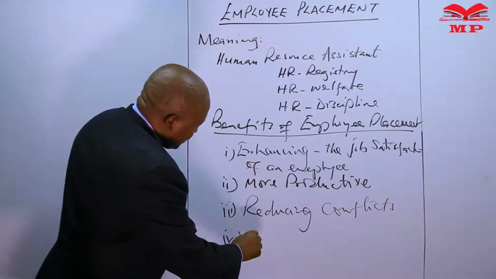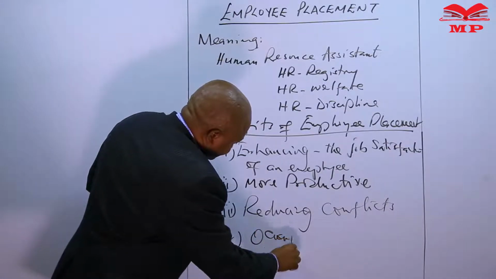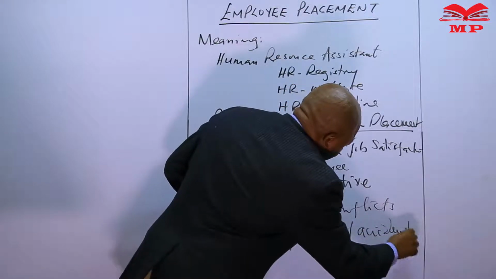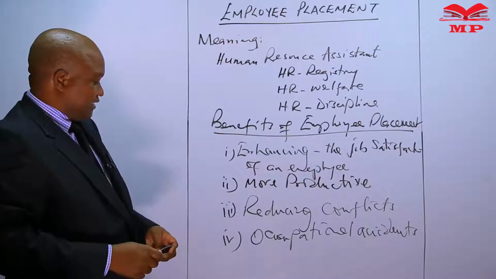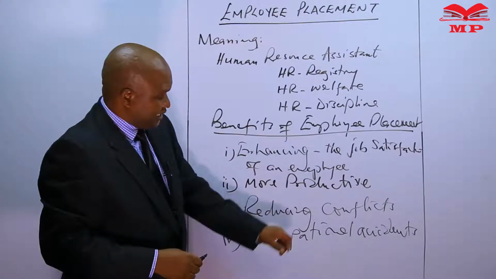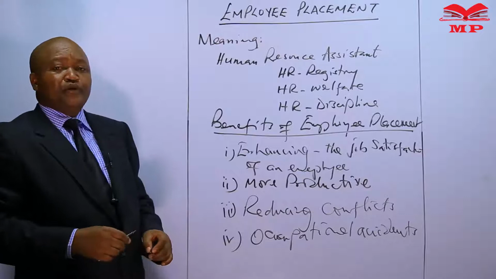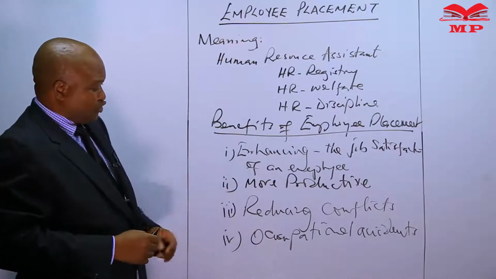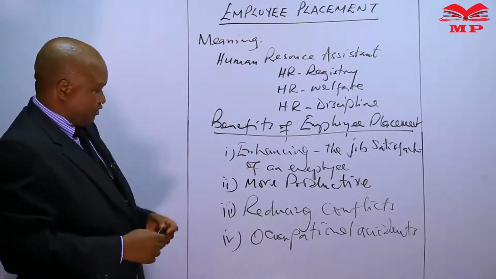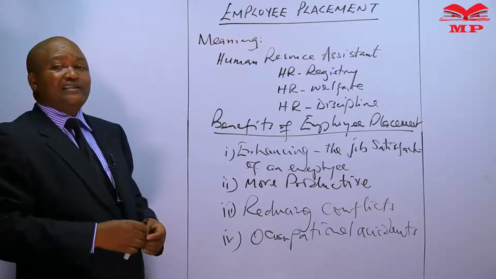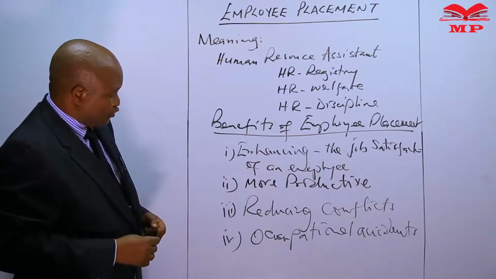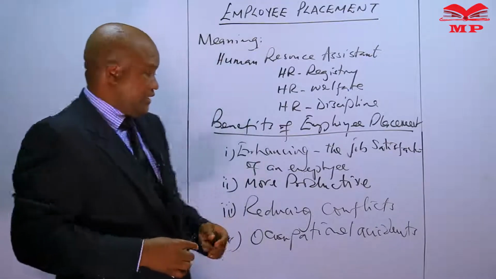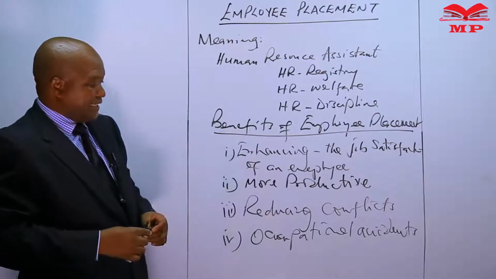Fourthly, occupational accidents. Occupational accidents are minimized in the work environment, in the sense that employees who are placed in jobs that they are able to do effectively in line with their skills are able to perform these jobs with minimum or no occupational accidents, because they understand the job that they are expected to do. Hence, the benefit that will accrue to this particular organization or employee is that occupational accidents are minimized or eliminated altogether.